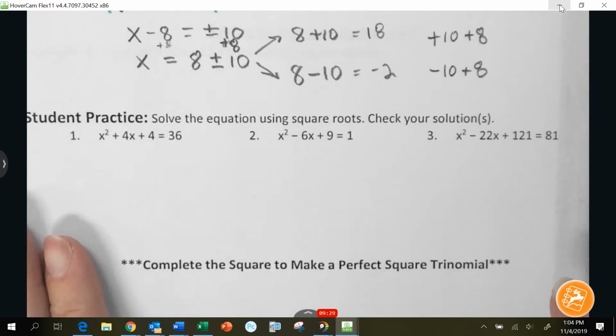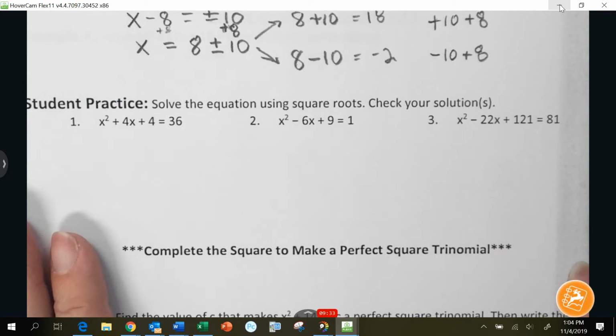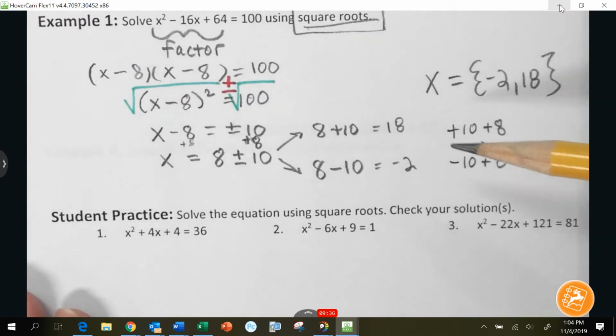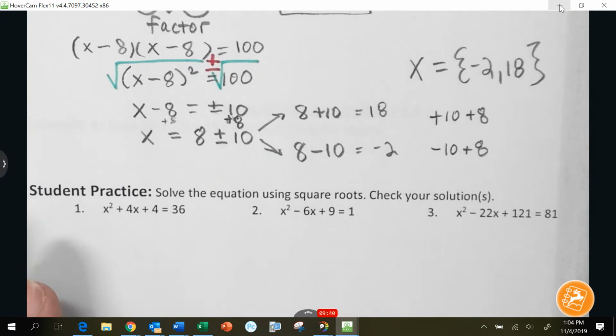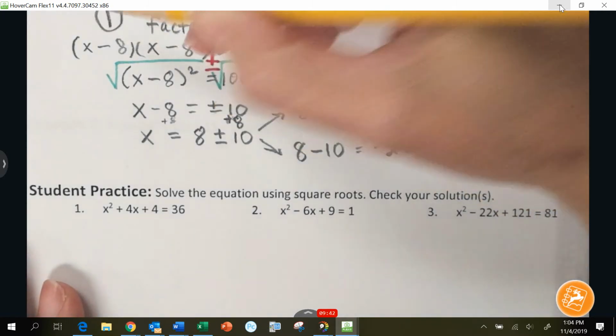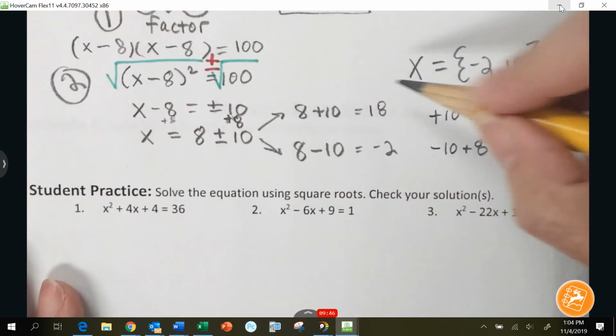Okay, so now there are 3 more to try. All of these should end up just like the one above it, so they should go pretty fast with the factoring step. So first factor, then you do the square root, and then we find 2 answers.